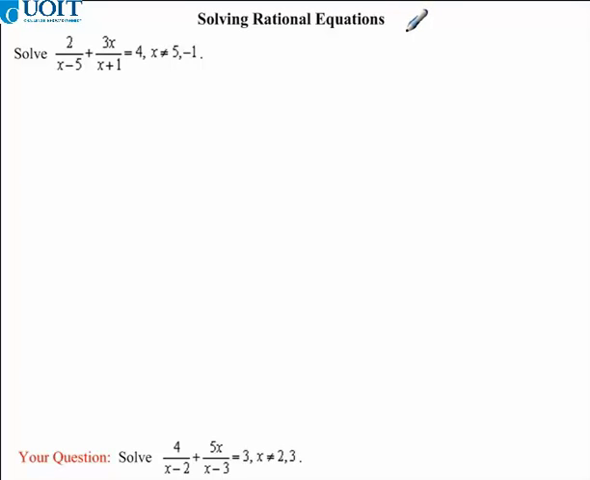In this mini clip, we'll be solving rational equations. While we answer this question together, you will be solving a similar problem on your own using the same technique.